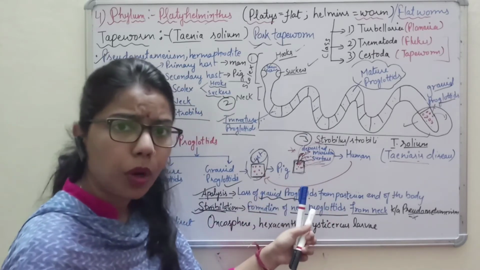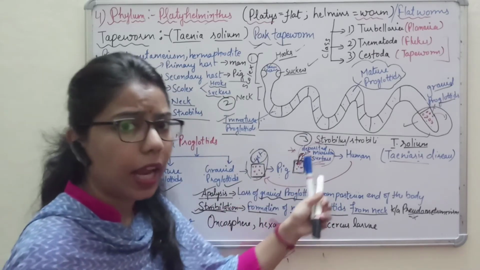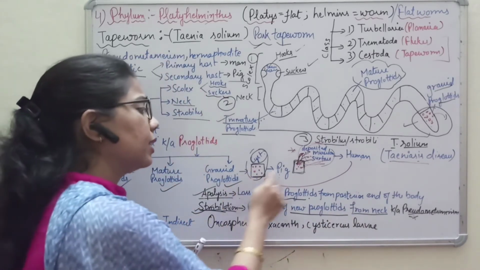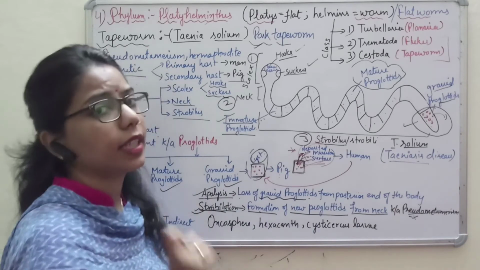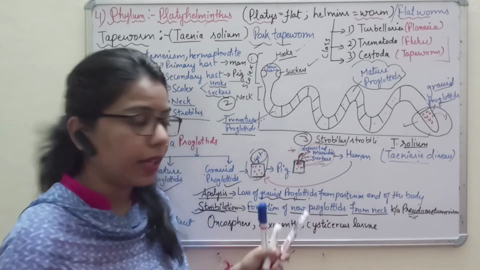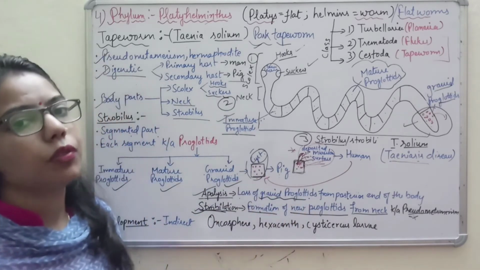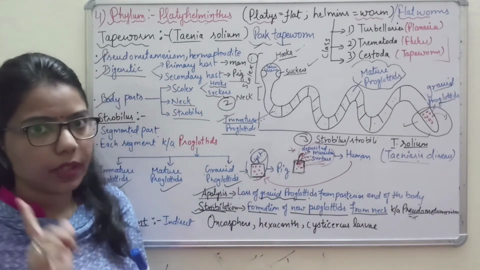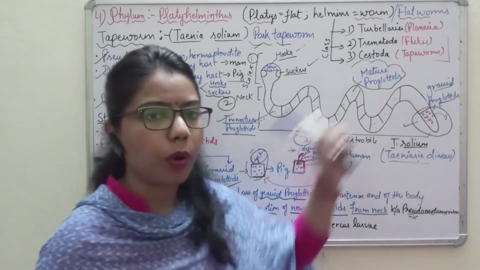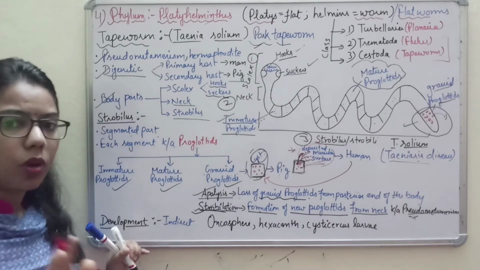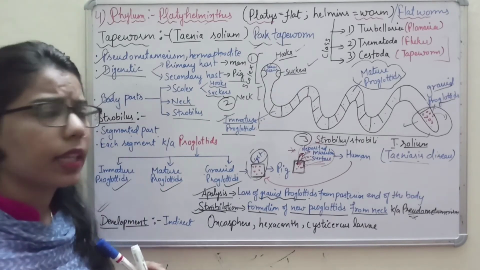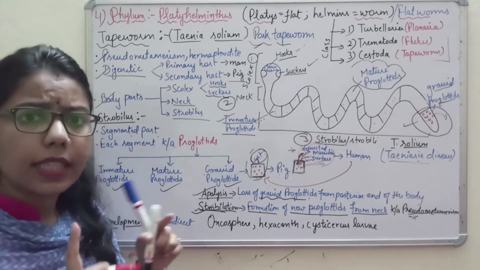If they will not cook properly, or if by any means it will enter inside the human beings, so it will cause what? It will cause that this tapeworm will again enter inside the human beings, and it will take nutrition, or it will become parasite inside the human being, which will cause the Taeniasis disease. Right? So here we have done about the second example, that is tapeworm, and what are the diseases caused by it.